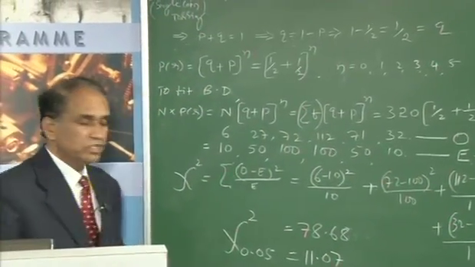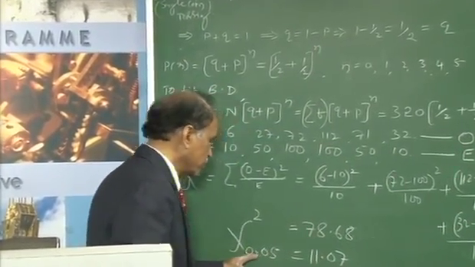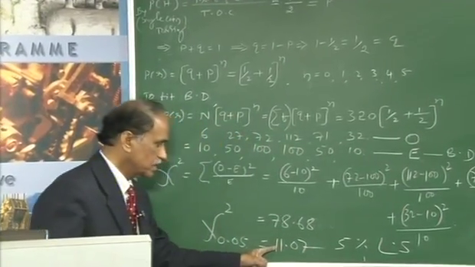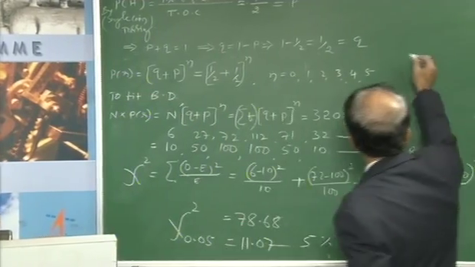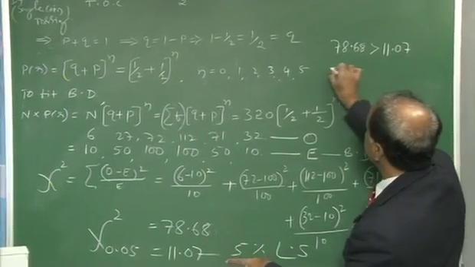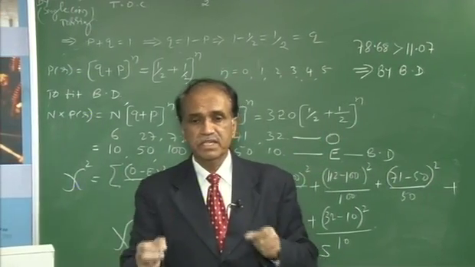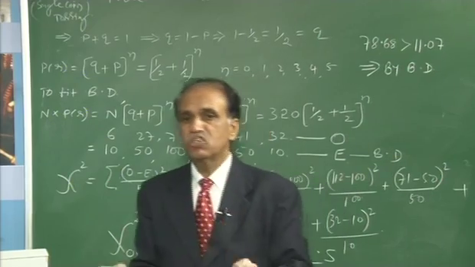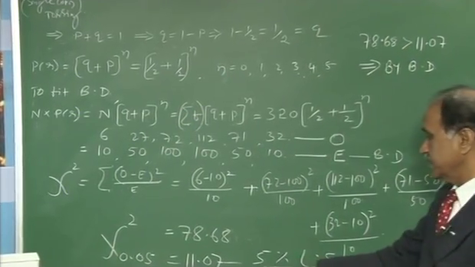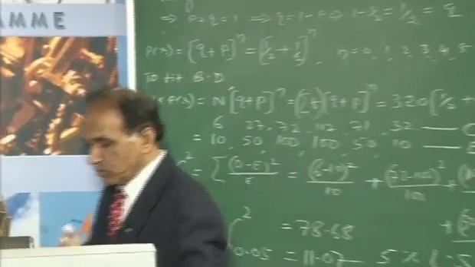Then what is your conclusion by looking at the calculated value and the table value? The calculated value is 78.68 and the table value for 5% level of significance is 11.07. It is very easy to compare: 78.68 is greater than 11.07. This clearly indicates that by the binomial distribution we can easily reject the hypothesis that the data fits the binomial distribution in this situation, because it is highly significant and exceeds the 5% level of significance. Easily with this value you can make out that the hypothesis for this problem should be rejected.